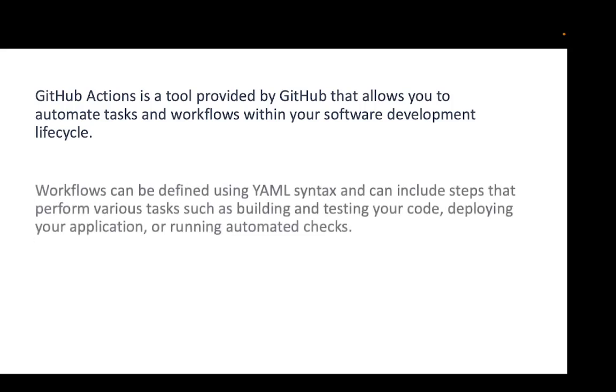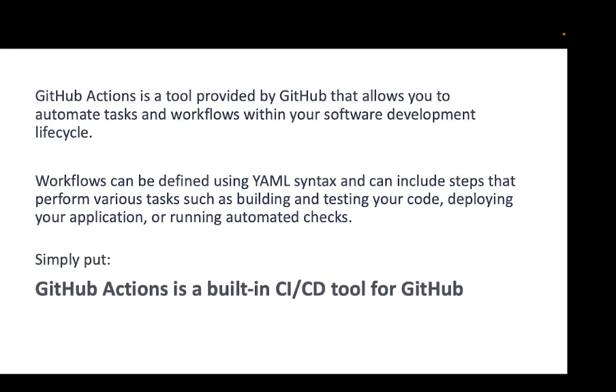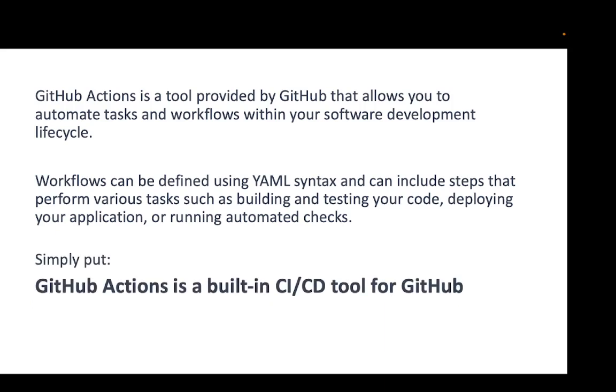And GitHub action works with a YAML file. So you have to first define a YAML file in that GitHub repo before you can have your GitHub action working. The YAML file has to follow the YAML syntax, of course, and that will help you to automatically deploy your code, build it, and do your testing of your code to know if there's an error anywhere. So simply put, GitHub Action is a built-in CI/CD tool for GitHub.